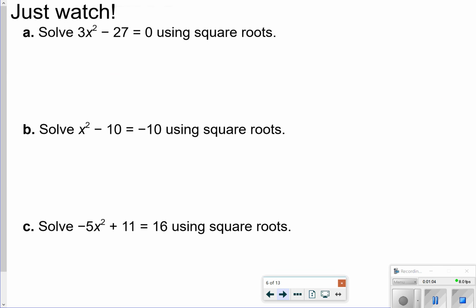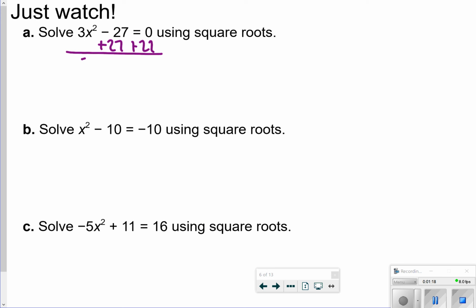So here are just a few examples of how we would begin to solve. It says solve each using square roots. The very first thing in letter A I would do is just get the square root by itself. So what I'm going to do is add 27 to both sides. So I'm going to get 3x squared is equal to 27. Let me write a little neater there. And then I'm going to divide both sides by 3 to get x by itself. So I'm going to have x squared is equal to 9.